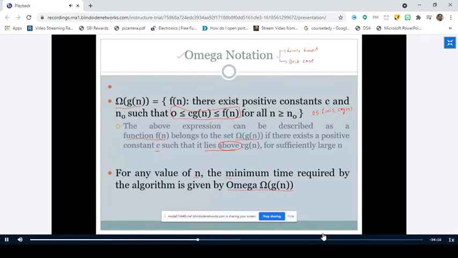Is it right or not? Are we going to represent the minimum time or maximum time using omega? Minimum time, sir. Minimum time. Why? Because it is the best case. Therefore, it will complete the execution within minimum time. That is the reason omega is always used to consider the minimum time required by the algorithm.